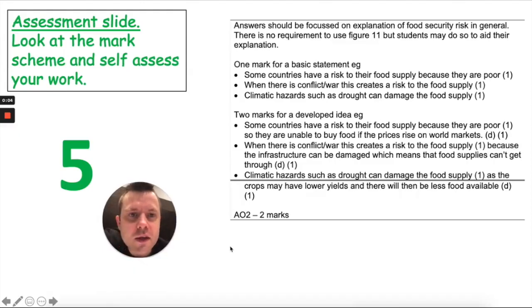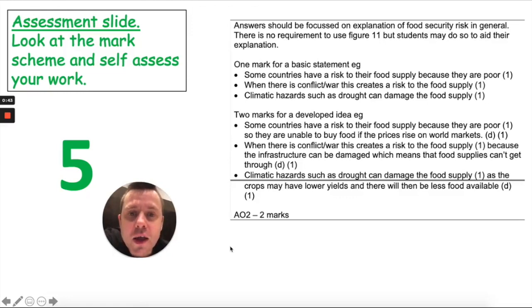Okay, then let's have a look at this assessment slide. The question was asking you, why are some countries at risk of being food insecure or having a food security risk? Quite straightforward. You get 1 mark for a basic statement. So some countries have a risk to their food supply because they are poor. And if you develop that for your 2nd mark, so they are unable to buy food if the prices rise on the world markets. Bit more complicated than I'd like to go, but that's one way you could do it.